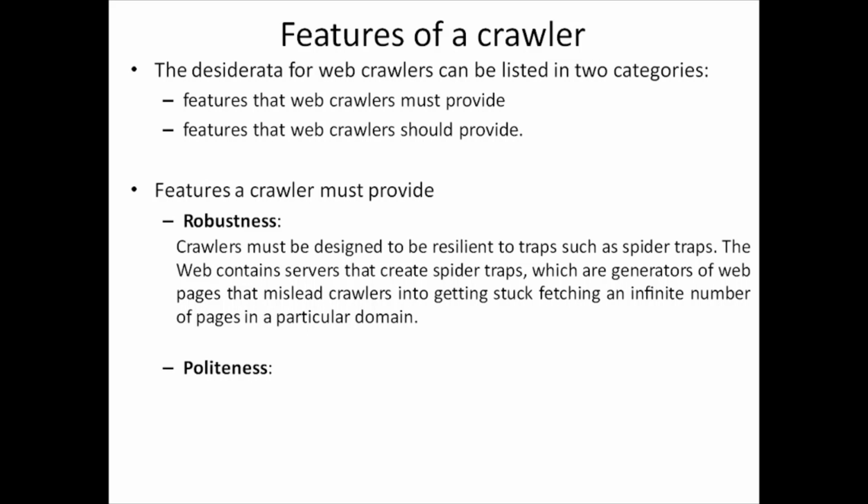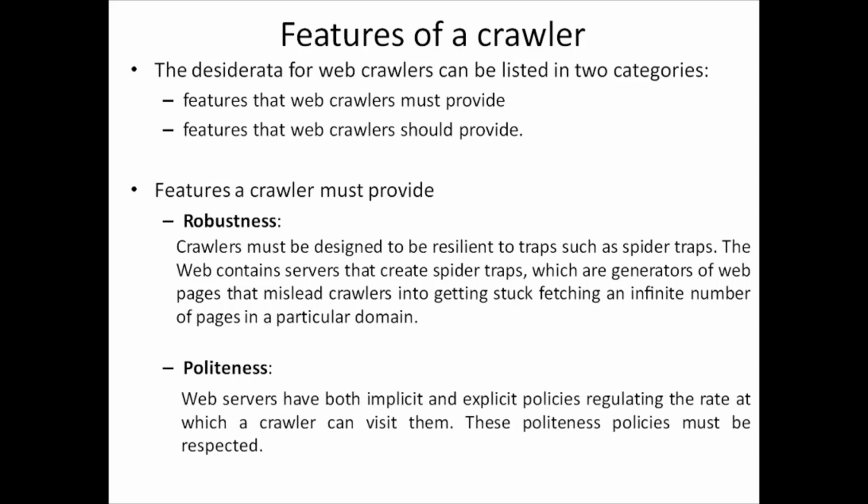Now the second feature which a crawler must provide is known as the politeness feature. Web servers have both implicit and explicit policies regulating the rate at which a crawler can visit them. So it is not possible for the crawler to visit one particular host on a regular basis. There are some restrictions imposed. So these politeness policies must be respected. Some of the policies are implicit and some are explicit, and these should be satisfied.